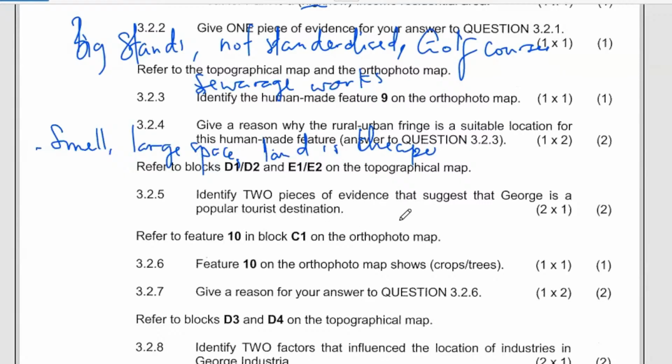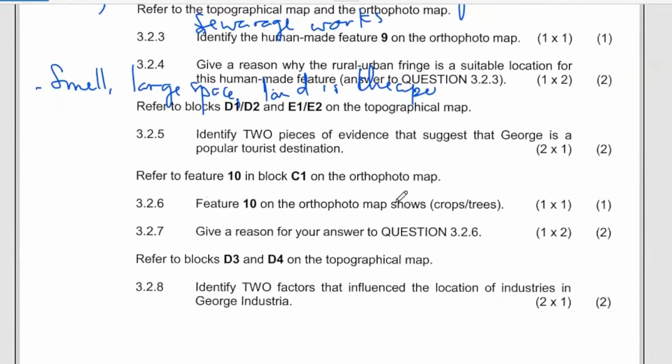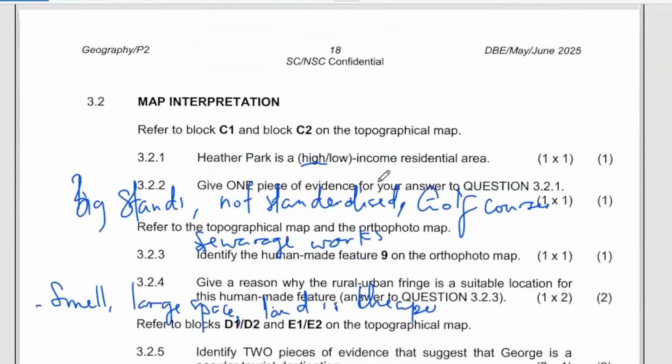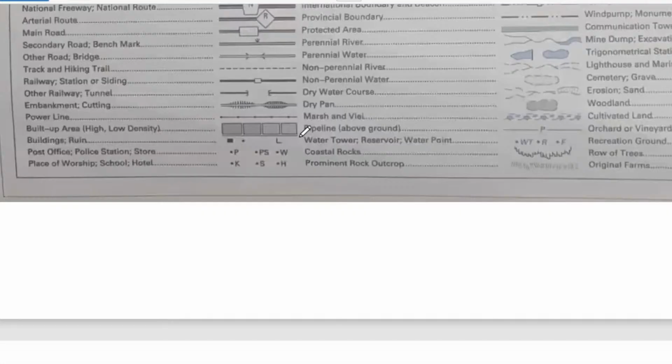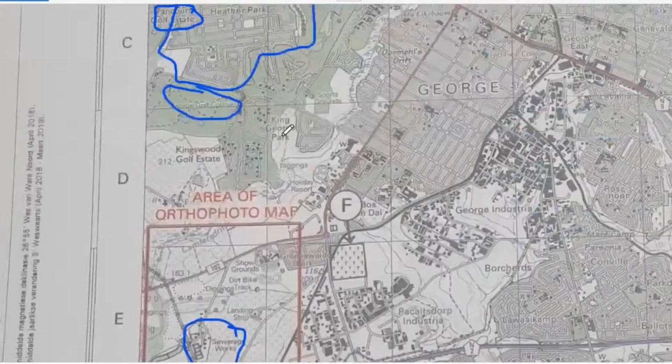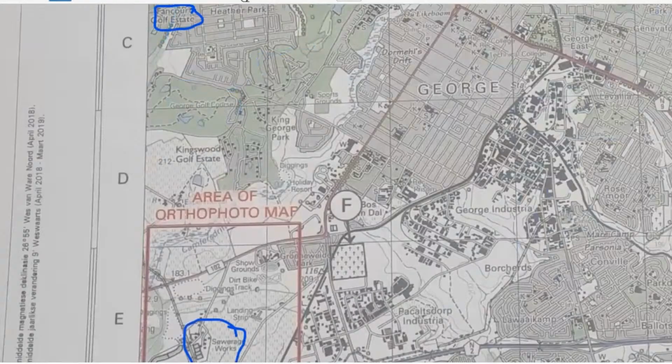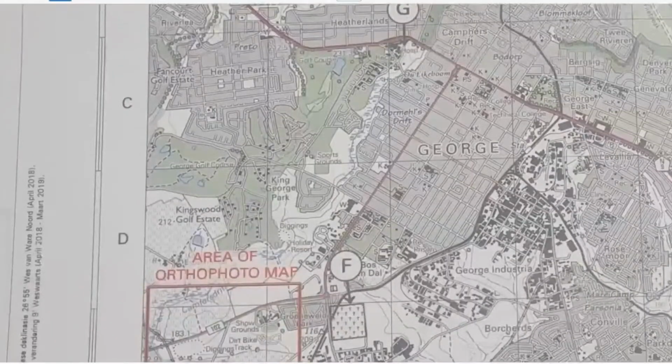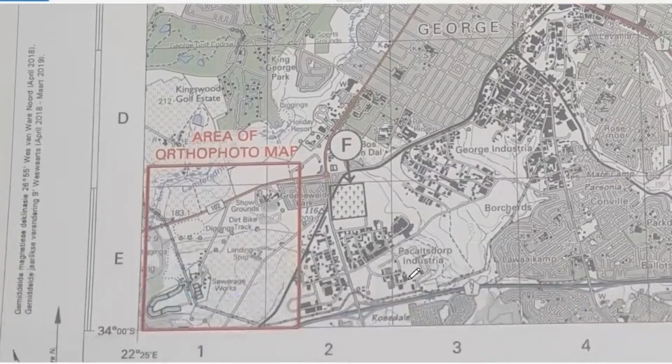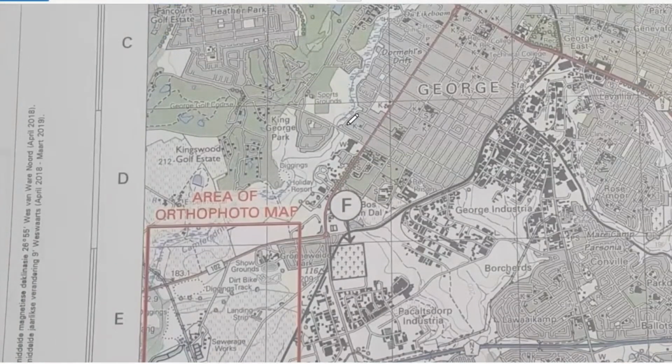Then identify 2 pieces of evidence that suggest that George is a popular tourist destination. We want to check evidence of tourism in George, right? So we are just going to check on the map and try to figure out evidence, right? When we're looking at tourism, we are looking at facilities that support tourist activities in the area. That is our evidence that we want to check. Right, for the first reason, if we try to check here, if you check closely, we have a holiday resort.